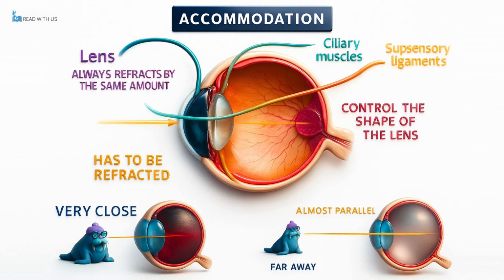To achieve this, the light must be refracted or bent accurately. Most of the refraction occurs at the cornea, which always bends light to the same degree, regardless of the object's distance. The lens's job is to fine-tune this refraction so that light rays converge exactly on the fovea, whether the object is far away, in which case the light rays are nearly parallel when they reach the eye, or very close, where they enter at wide angles.